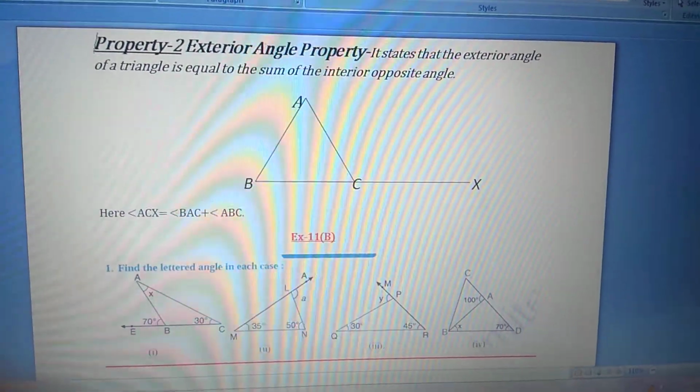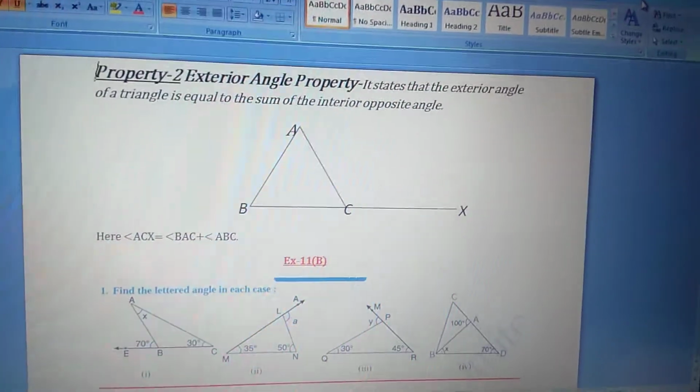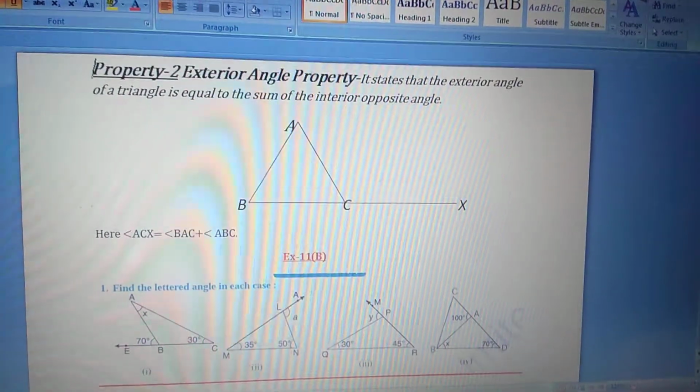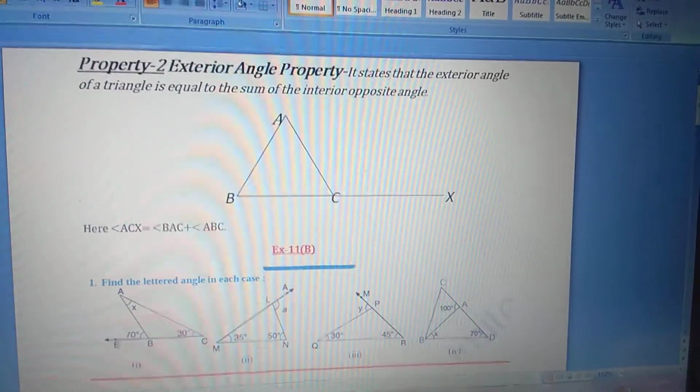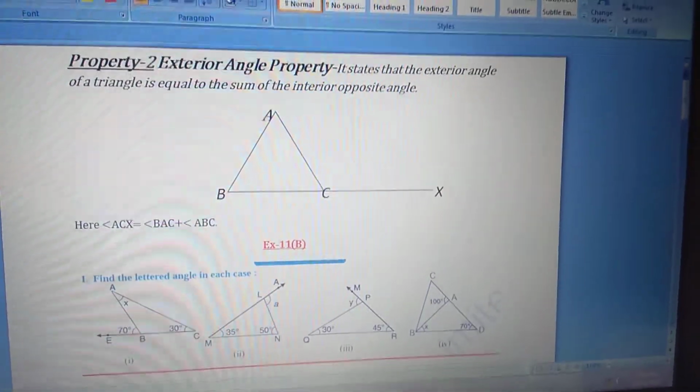Hello kids, hope all of you are fine and you have completed the homework which I have given you from exercise 11A, if the concept is clear. So today we are going to start with property number 2.